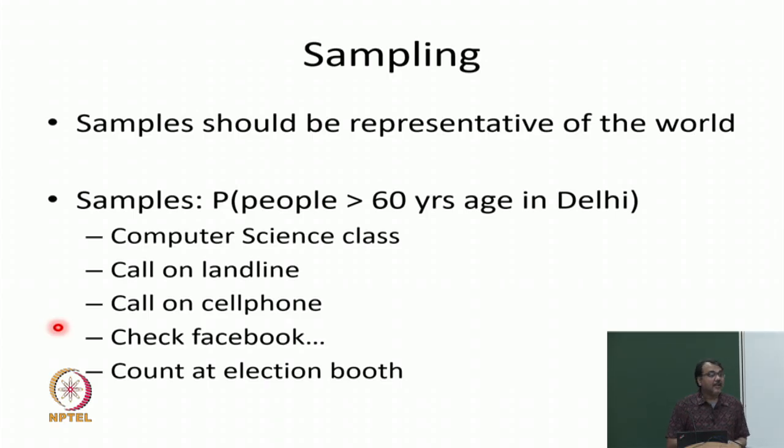Now, suppose I come to the computer science class and I just check how many of you are greater than 60 years of age, and deduce that the probability is 0. Even I am not 60 yet, even though I may look like one. So, then I deduce that, oh, because in the computer science class there is nobody 60 years of age, therefore the probability is 0. Would this be a biased sample or an unbiased sample? Very biased sample, right? I could call on a landline. Would this be less biased? Probably less biased, but would it be biased also? Why? Why did you say it is going to be biased?